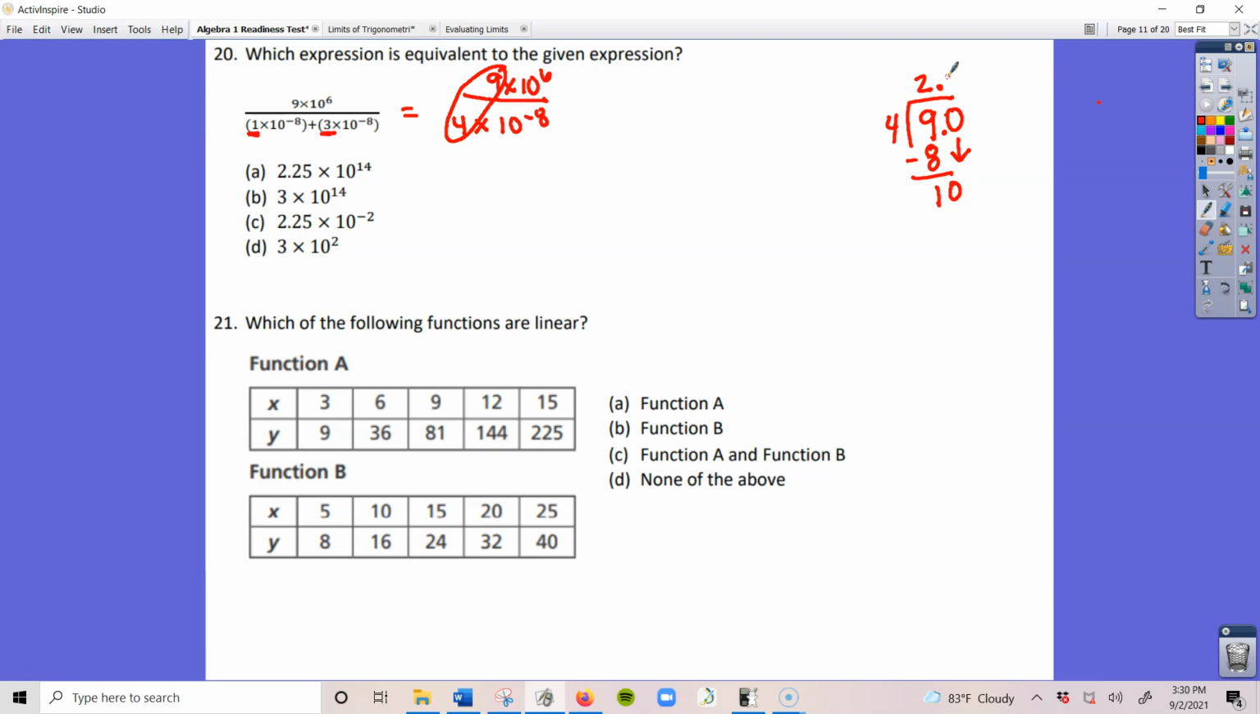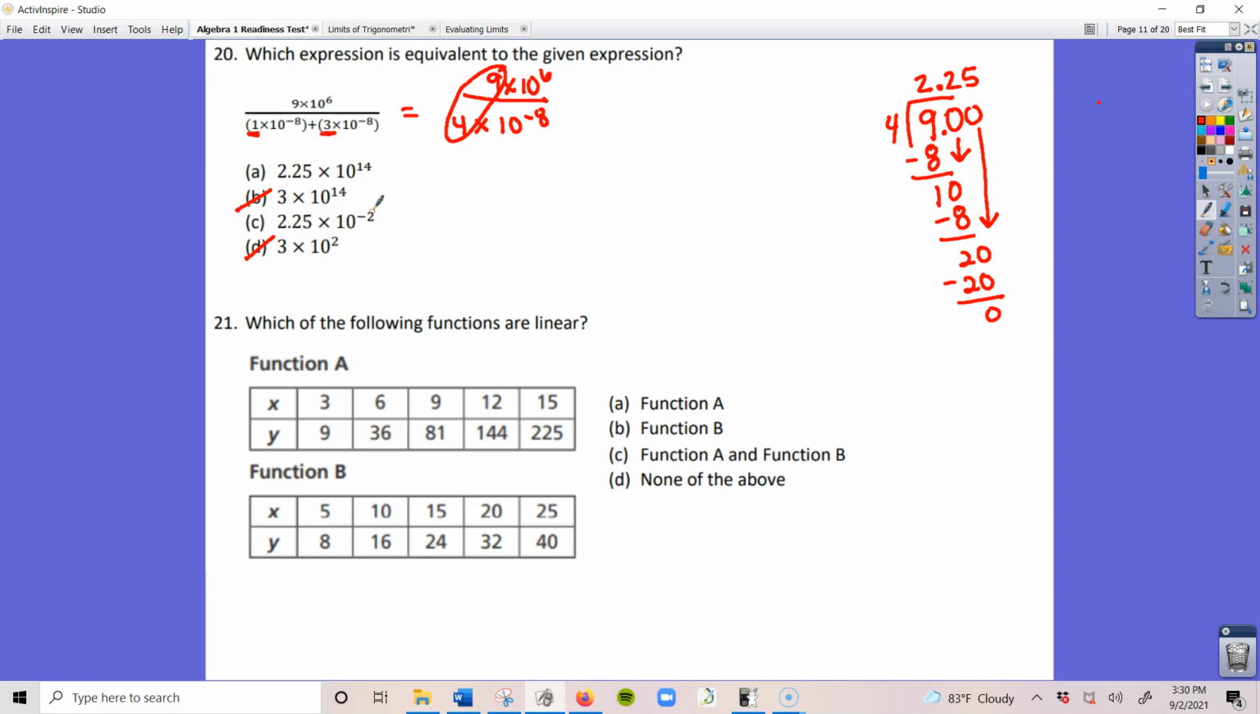Now I'm going to bring down the 0. 4 goes into 10 2 times, also to give you 8. 10 minus 8 is 2. I still have a remainder, so I'm going to add another 0 and bring it down. 4 goes into 20 5 times. So 9 divided by 4 is 2.25. That eliminates B and D.